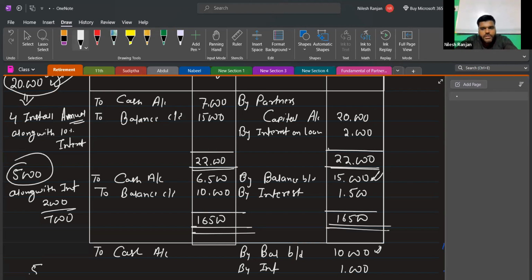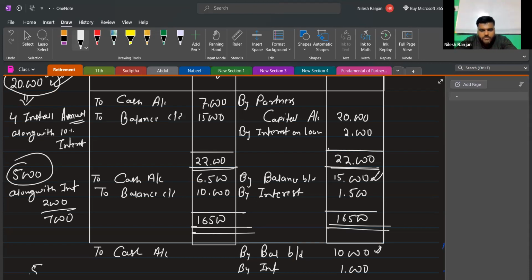You just told me the installment amount. Yeah, 5,000. That is principal. Yes, sir. Now, how much interest we have to pay? 10% of 5,000. Oh, is it 5,500? No, no. How much interest we have to pay in current year? Interest is already calculated.